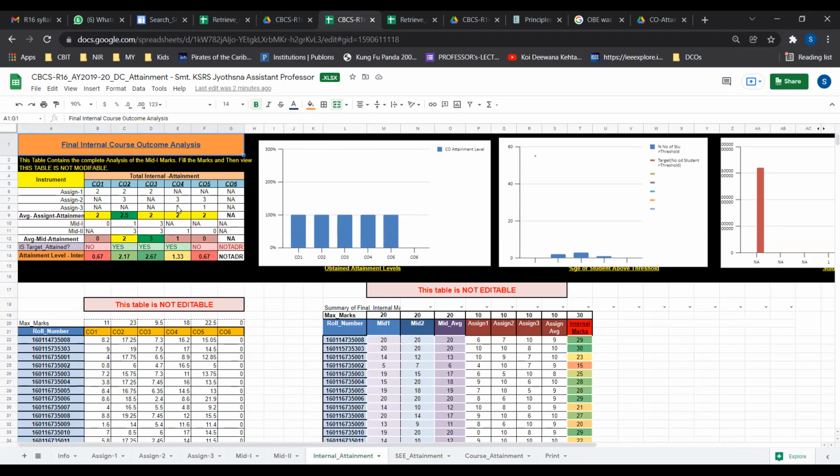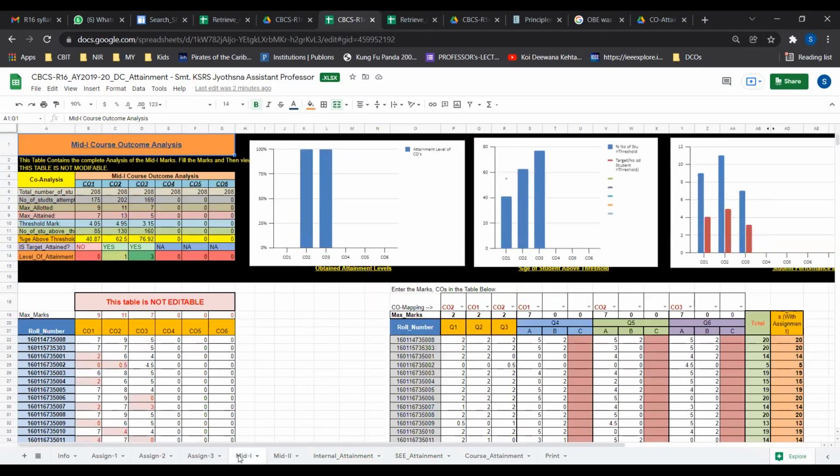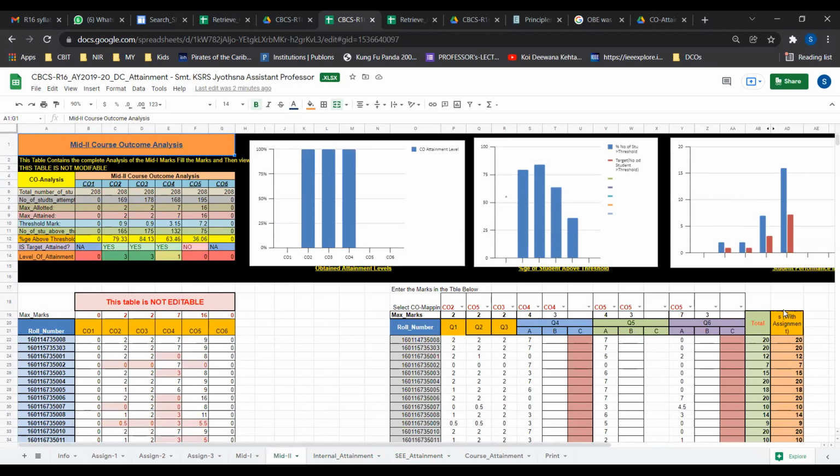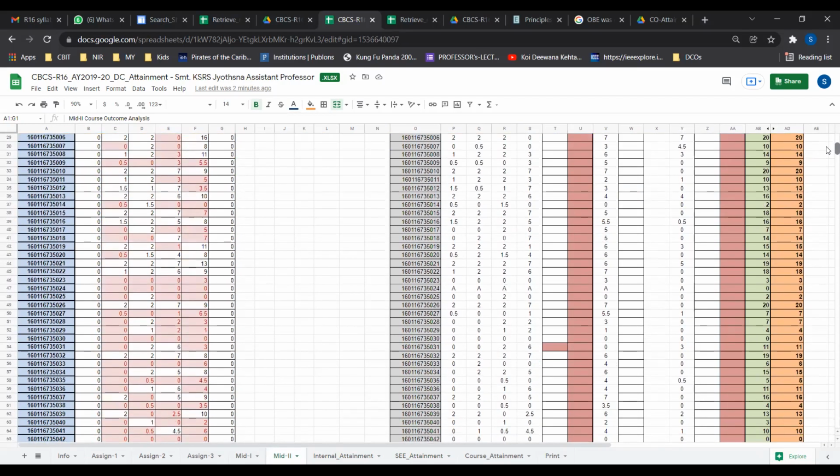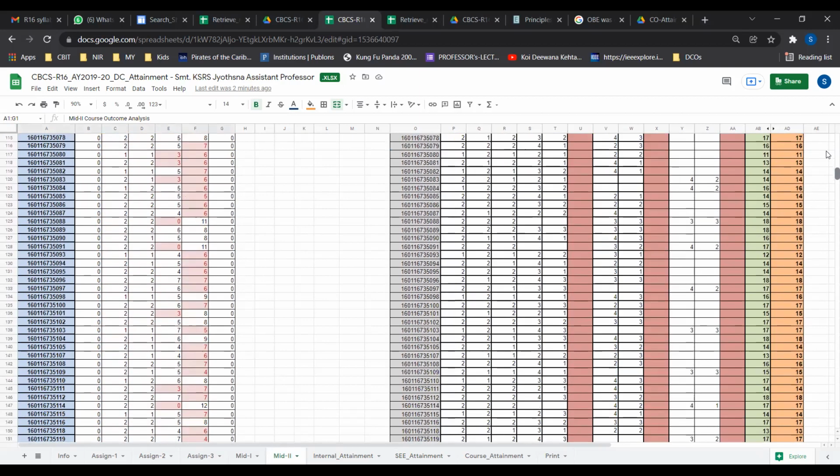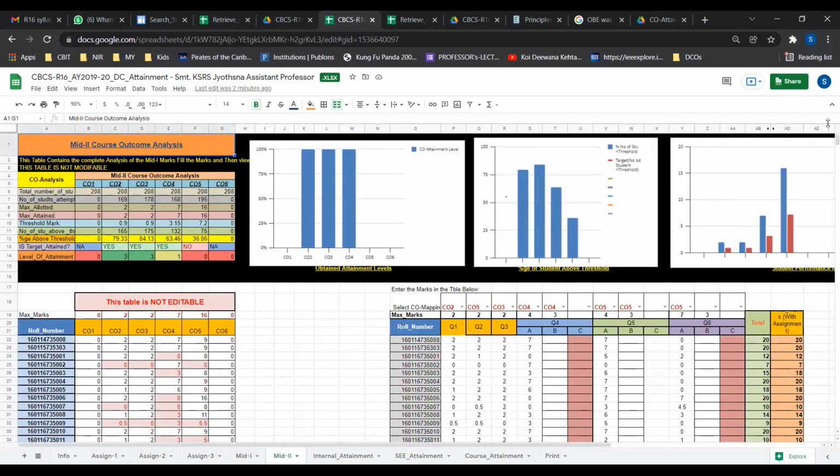CO4 again, you can see in assignments 3 and 1, they got 2, and in the mid also the student performance was less. They got 1 in this particular thing. So definitely there is some problem. It seems that this topic is quite difficult. So therefore, much more time needs to be spent on this topic in order for the students to actually grasp it and attain this particular CO. That can be one of the remedies.